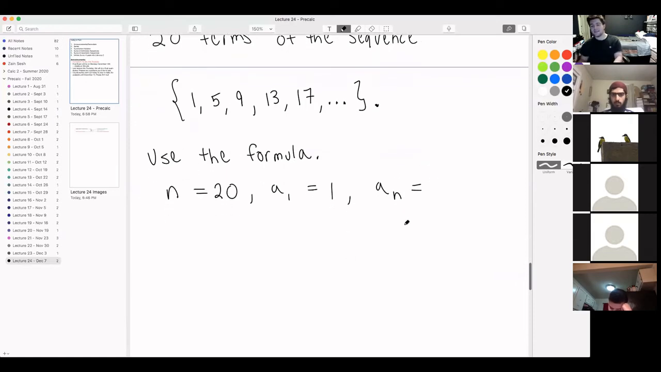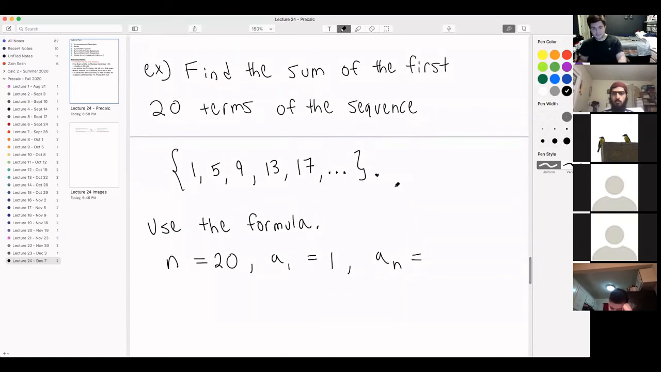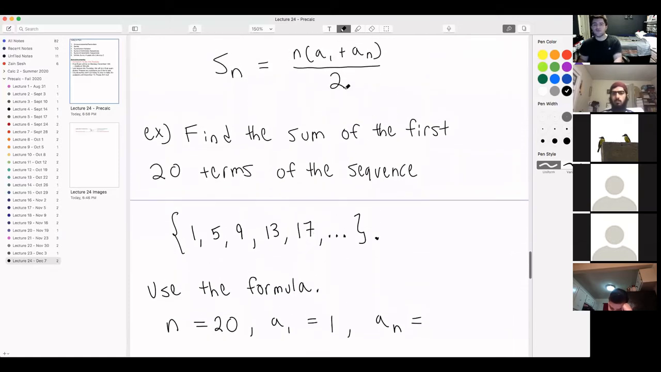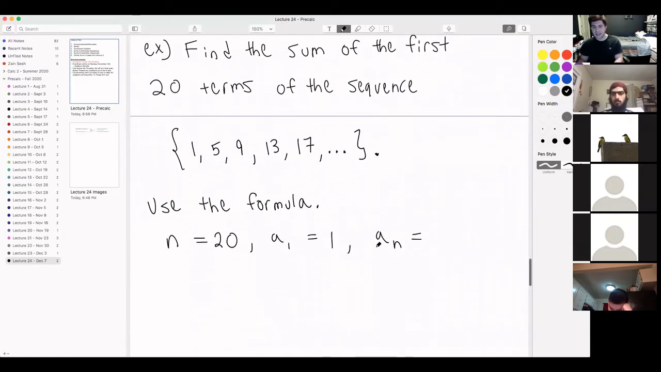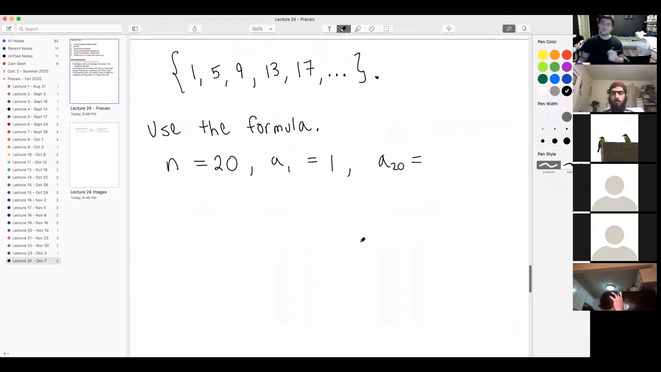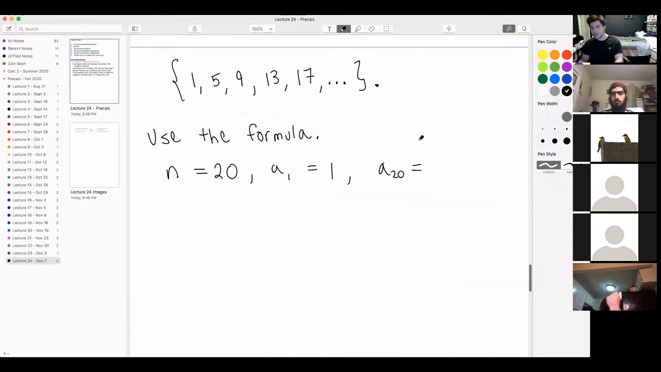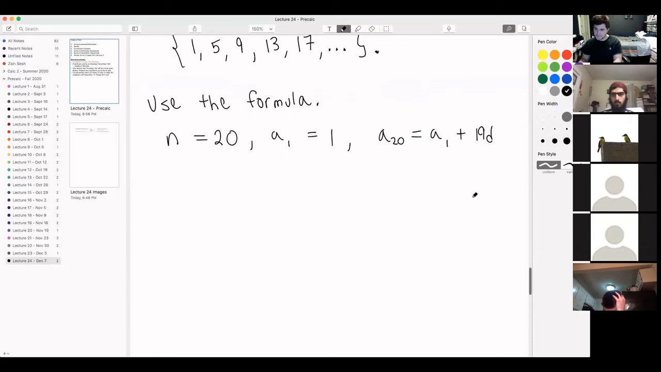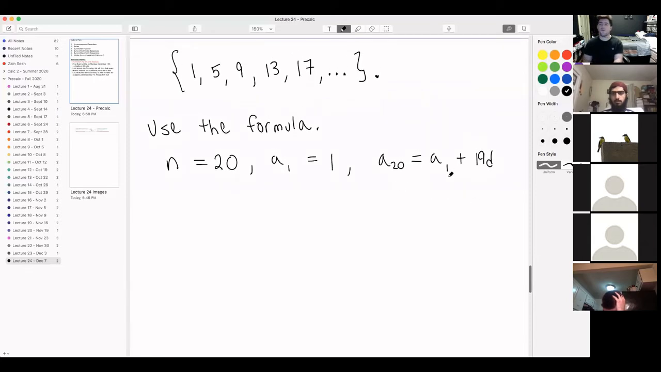Now a sub n, we need to actually find the 20th term of the sequence. We need to find a sub 20. Okay, so that's maybe like the trickiest thing. Now, if you remember, we do have an explicit formula for the nth term of an arithmetic sequence. So a sub 20 is going to be a1 plus 19 times the common difference d. Okay, so that comes from the formula for the nth term of an arithmetic sequence.